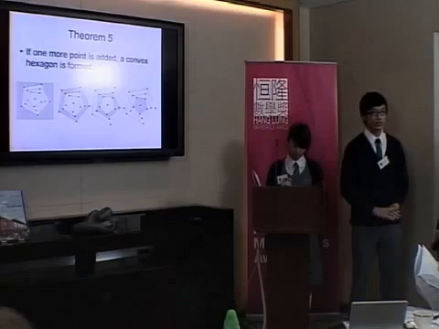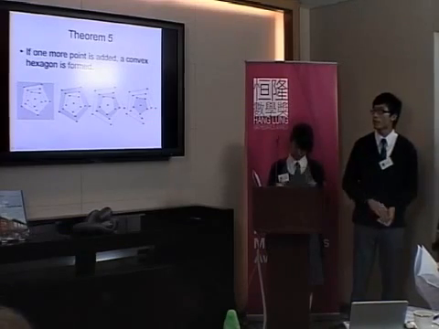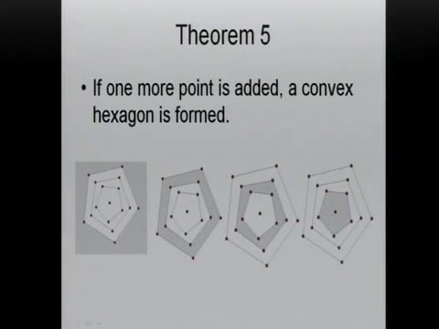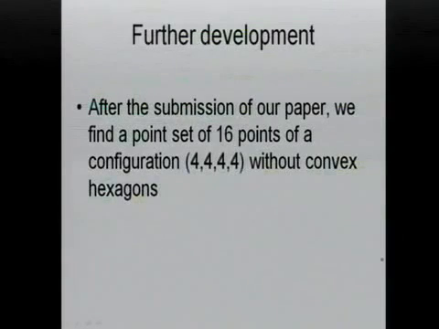And then for completeness, we want to show that if we add 1 point to the examples, there will be a convex hexagon. We divide the 5551 point set into 4 parts, as you can see, the shaded areas, 4 cases, and we add 1 point there. The result is that if we add 1 point to any of these areas, there will be a convex hexagon. And that's all we did last year.